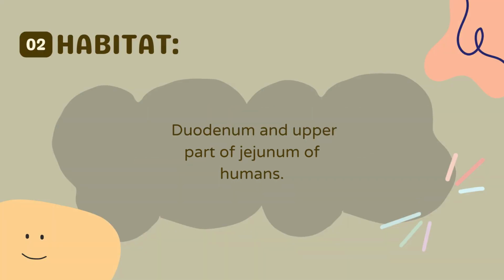And next, let's talk about the habitat of Giardia lamblia. It prefers the duodenum and upper jejunum of humans because these areas offer suitable pH levels, ample surface area, and nutrient availability for the parasite to thrive and attach to the intestinal lining.